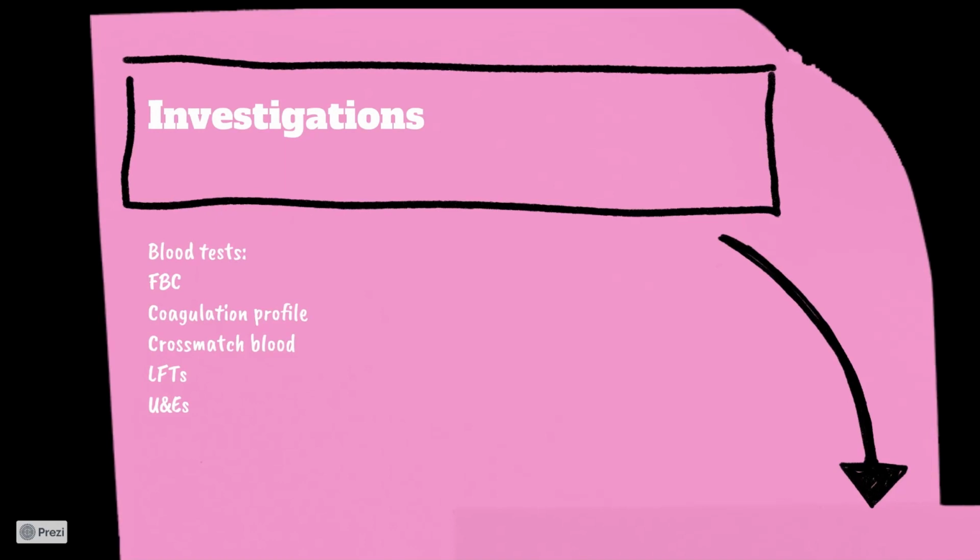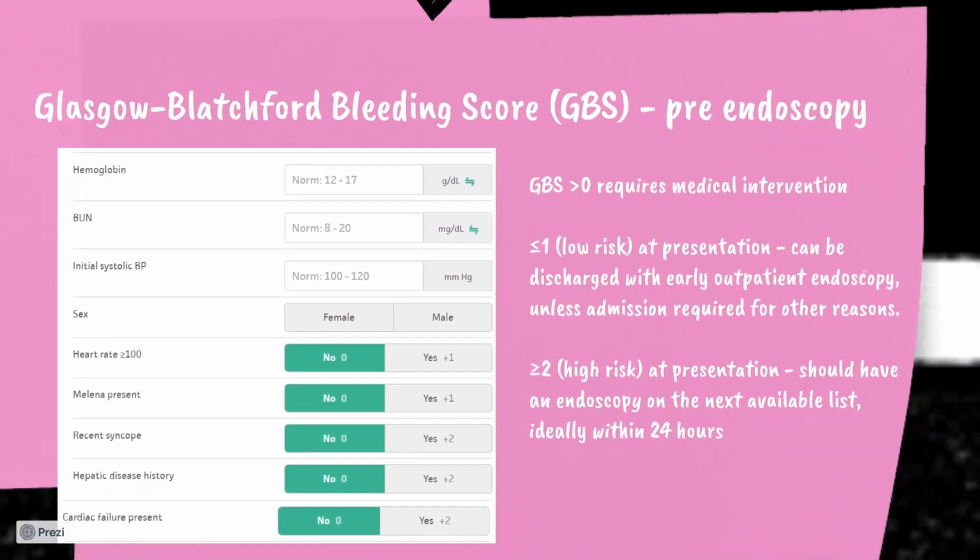We're now going to talk about the GBS score. So following the assessment of the patient, a GBS score can be calculated to risk stratify patients. Generally, any score greater than 0 indicates need for medical intervention. If the score is 0, you can consider discharging the patient with an early outpatient endoscopy. If the score is 2 or more, the patient should have endoscopy as an inpatient within the next 24 hours.